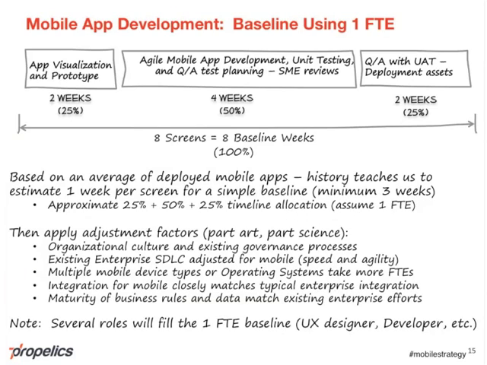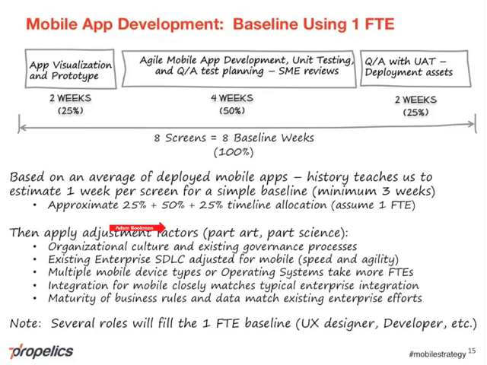Okay, so let's flatten it out a little bit and talk about how this breaks down. So we said if it's going to be 8 weeks and we want to apply 25%, 50%, 25%, our baseline, our strawman, is going to be, we want to put 2 weeks into our visualization exercise, 4 weeks into the development, and 2 weeks into testing. That is a baseline, and every organization will differ. That's my big caveat there. These next adjustment factors, it's part art, part science.